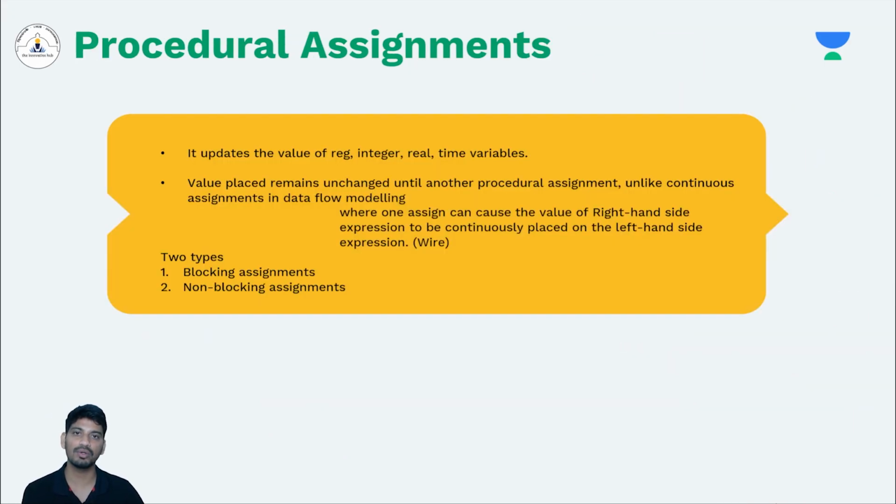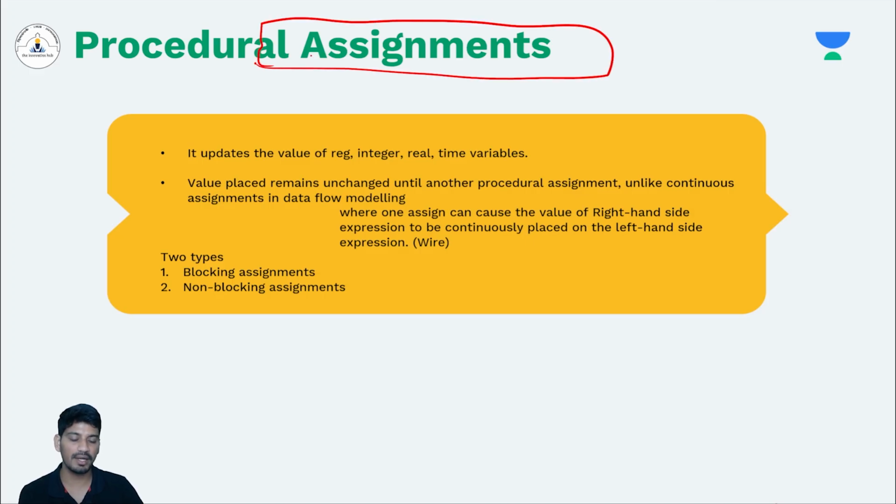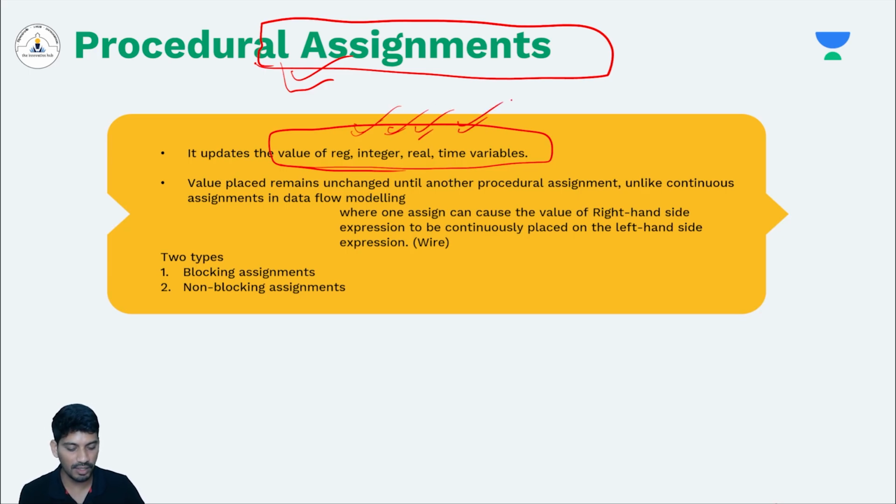Now that we have seen how to write the initial block and always block, now we'll see how to assign the data in initial and always blocks. This is called procedural assignments. Okay, it updates the value of register, integer, real or time variables. These are the different variables that you can update. Either you can update a single variable, or you can update vectors also, like register vectors, or part of the vector also, or bit select. This is bit select, right?